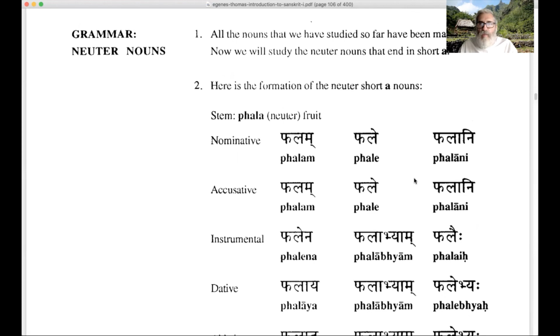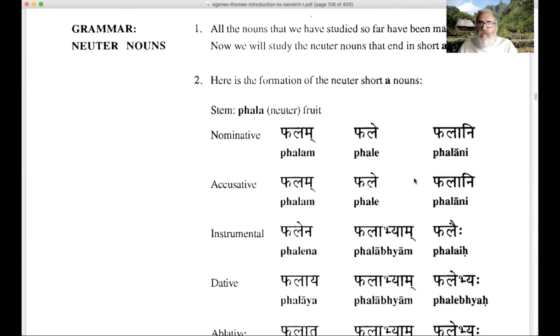So here's the formation of neuter nouns, and they're going to use this word pala. Pala means a fruit. It's neuter, right? So normally when people say it, they'll say palam, just like when we say Rama, we say Ramaha. Ramaha is the nominative singular of Rama. It's a short A ending masculine noun. Pala is a short A ending neuter noun. So to distinguish it, we just say palam, because that's the nominative singular, right?